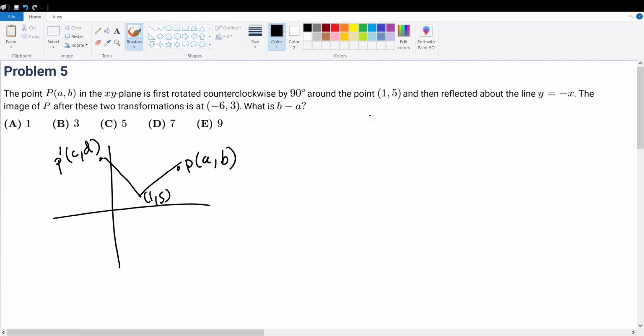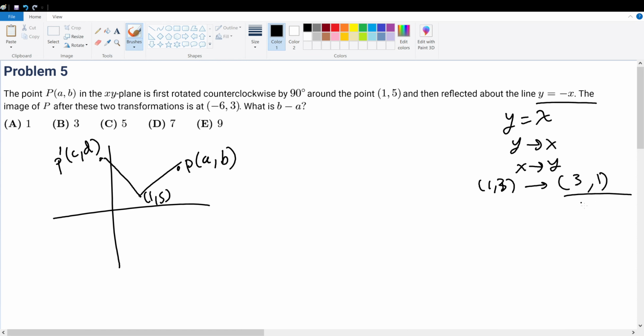And then we know that point is then reflected across y = -x. So first of all, how do we model that? Well, try y = x, right? In the transformation y = x, what happens? y becomes x, x becomes y. So in this case, if the original point was (1, 3), then the transformation y becomes x, so that's 1, x becomes y, so that's 3. So this will be the resulting point.